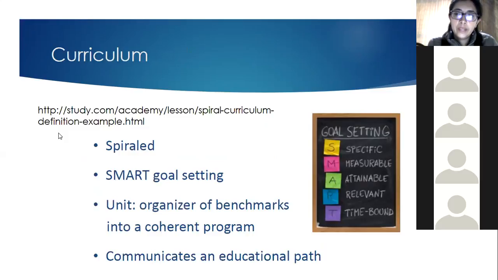Okay, very good. Yes, and you have to include the way you are going to measure that goal. Because maybe you can set a goal that says, well, to know the simple present tense, for example. But how are you going to know if the students know the simple present tense? So you have to specify the way.